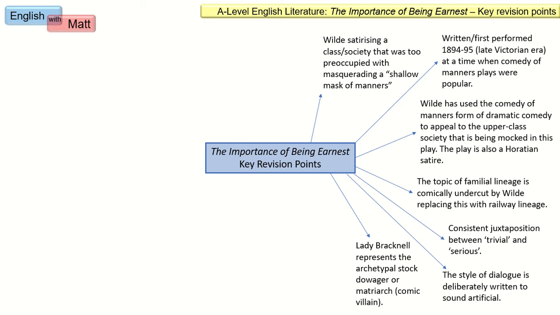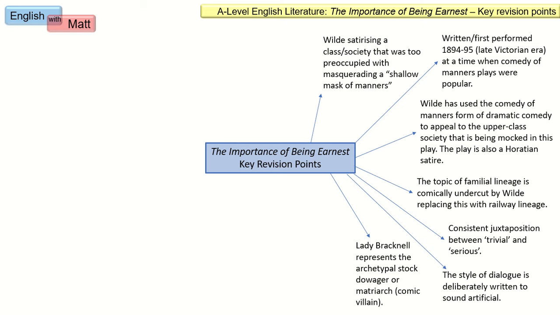So we can also call Lady Bracknell an archetypal stock dowager or matriarch. She is exactly the target of who Wilde is mocking, and she's presented as hypocritical. She says, for example, in Act 3 that she isn't a fan of mercenary marriages, and yet she's in one with Lord Bracknell, who comically never appears. And I think the reason why he doesn't appear is because it's supposed to present him as kind of henpecked, whereas Lady Bracknell does all of the talking.